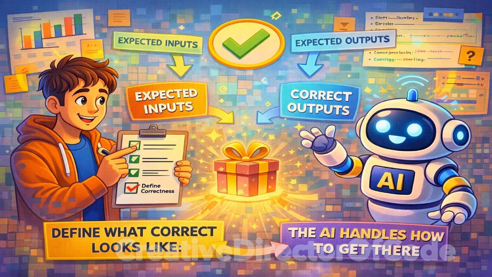And here's what makes this approach so powerful. You only need to care about the outcomes, the expected inputs and outputs, not the implementation details. That's really just an extension of the requirement clarification exercise we talked about earlier. You focus on defining what correct looks like, and the AI takes care of how to get there.